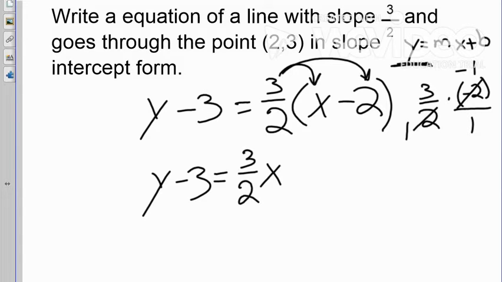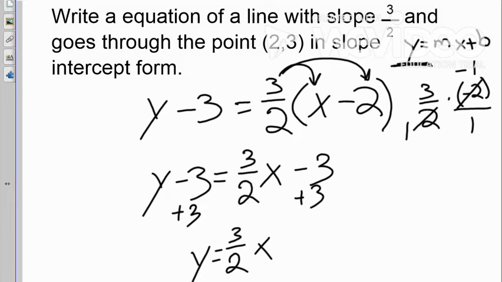Okay, notice we can cross cancel this out, make this a little bit simpler. So now we only have 3 times negative 1. So this becomes minus 3. And then to get y by itself, the last thing we will do is add 3 to both sides. And we will get y is equal to 3 halves x. And negative 3 plus 3, as you guys know, is equal to 0. So this is going to be your equation in slope-intercept form with the b value equaling 0.